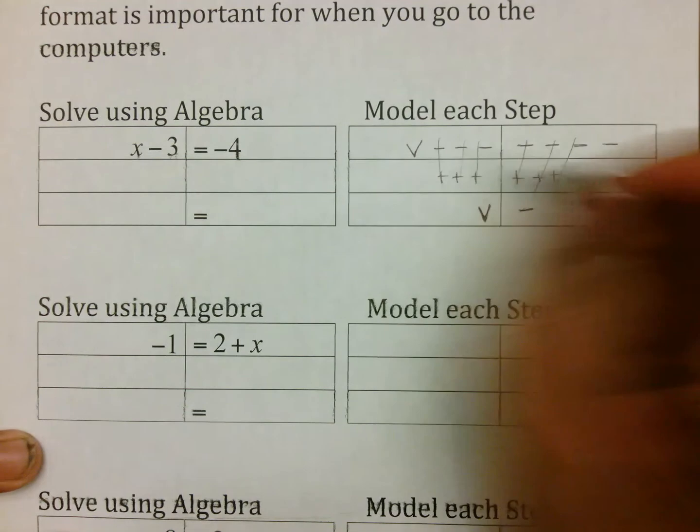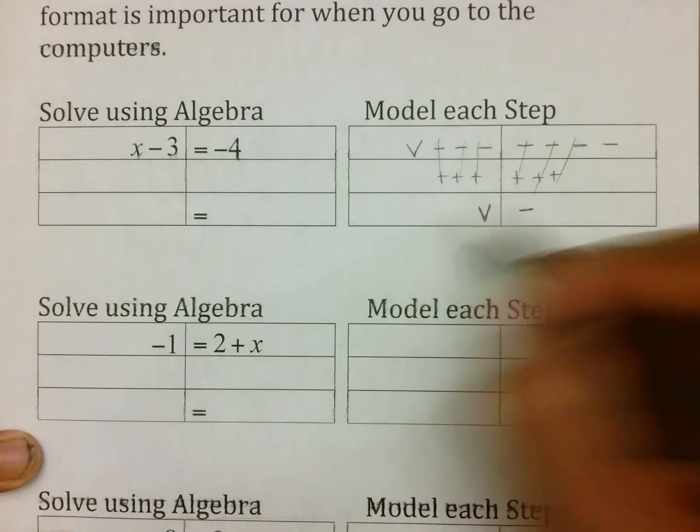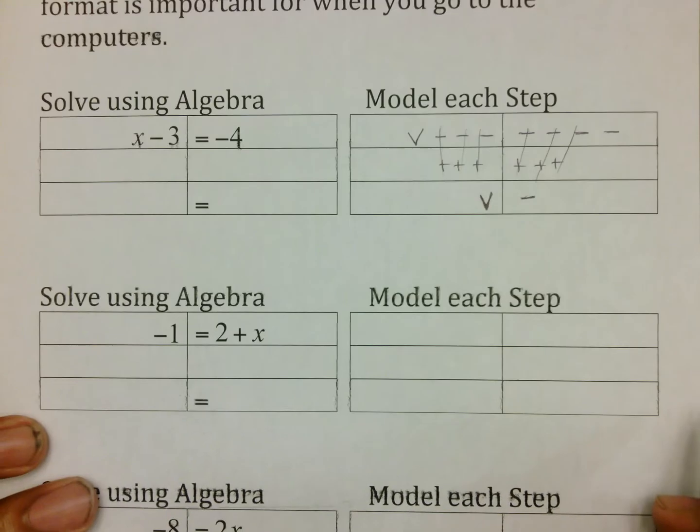Again, you won't be able to cross them out on the computer, but that's what you're going to write down. You might even want to do the work on your sheet of paper before you translate it over. But as long as you understand how to do it on the computer, that's all that matters, because this is what your quiz is based off of.